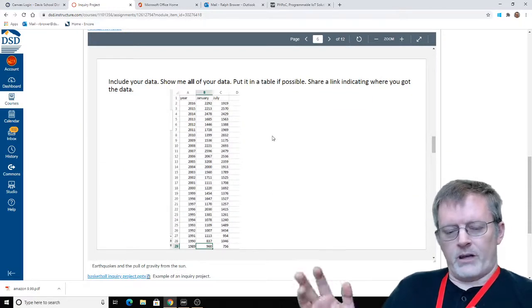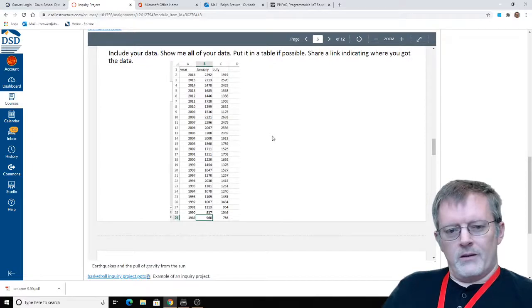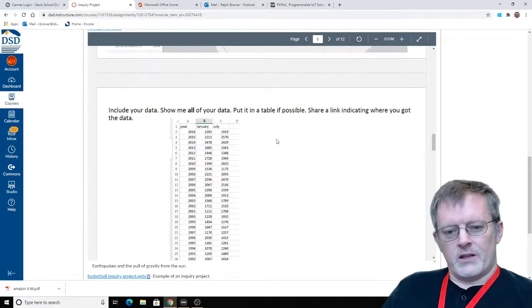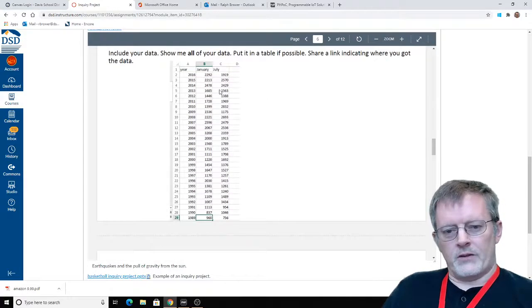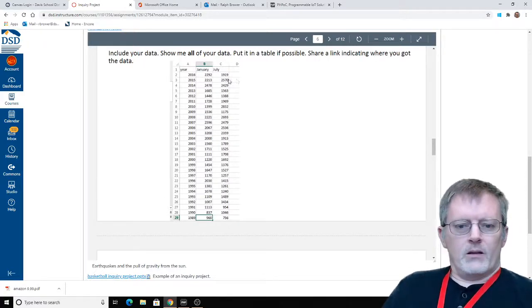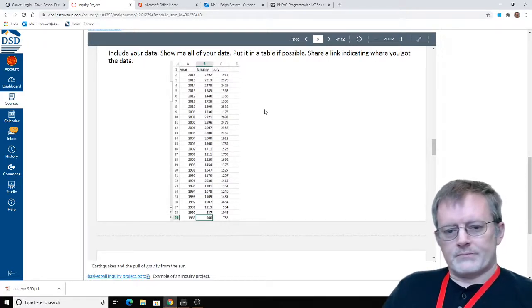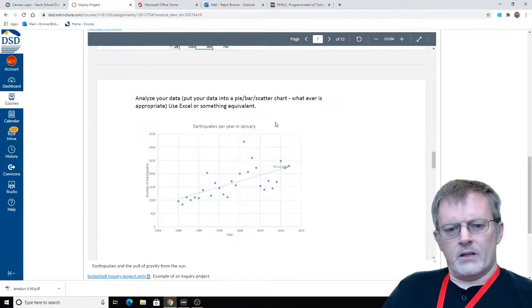I don't want to go into that detail, but there's an interface in USGS that you can grab all this data. You have to go year by year and month and select the months one by one, but it went by pretty fast. All right, so I got all my data for January and July. I threw this in here. Analyze your data. Put your data into a pie chart, bar, scatter chart, and so forth. This is the scatter right here.